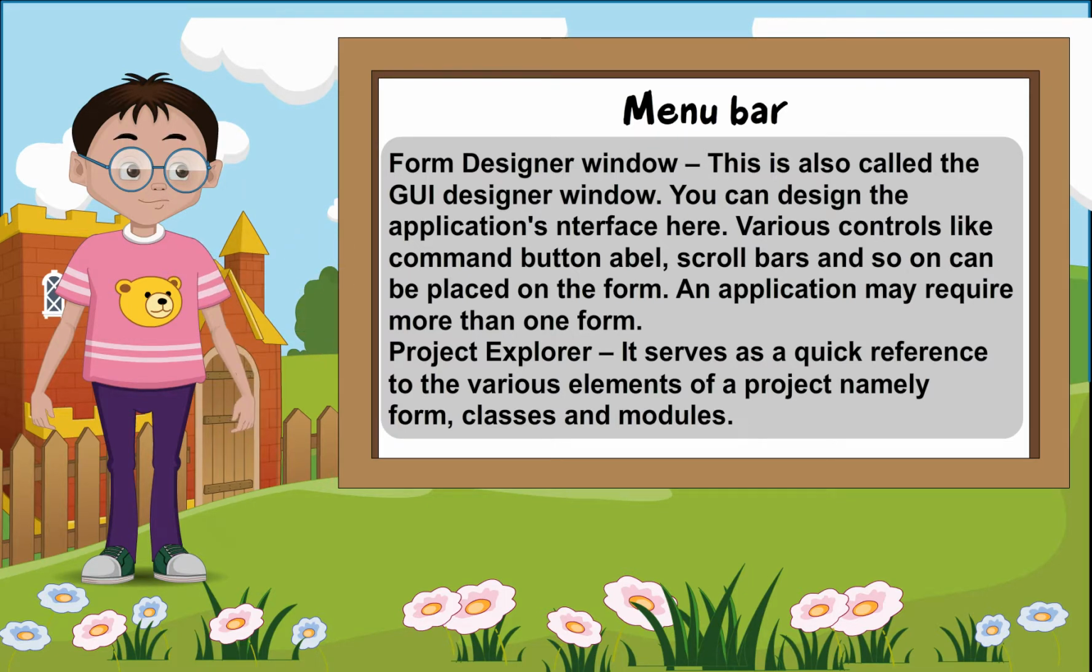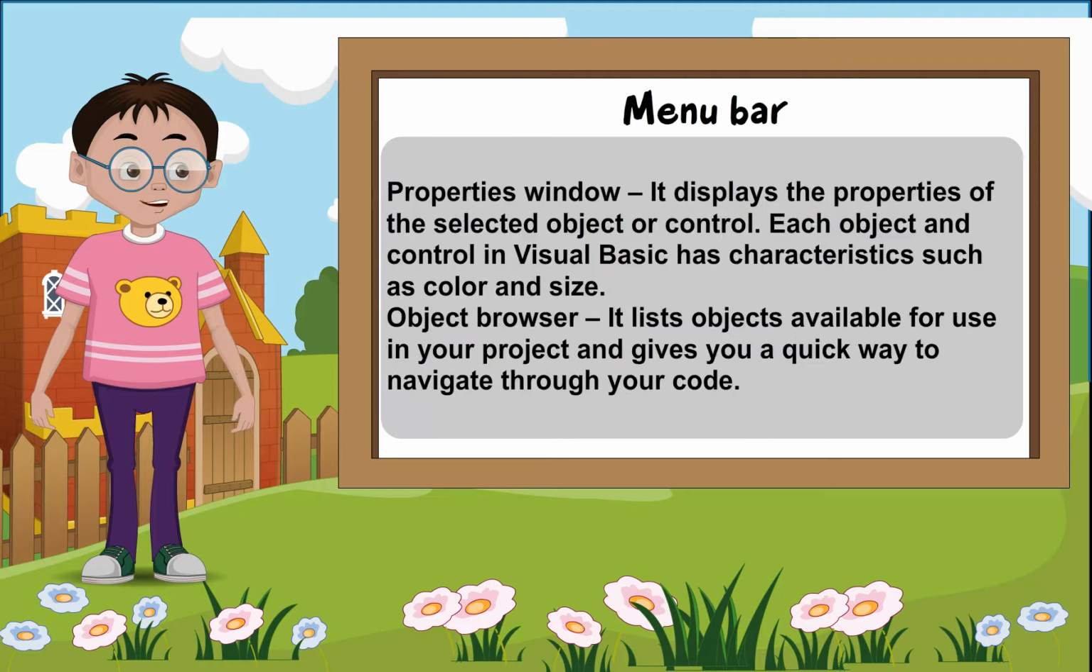Project Explorer. It serves as a quick reference to the various elements of a project, namely forms, classes, and modules. Properties window. It displays the properties of the selected object or control. Each object and control in Visual Basic has characteristics such as color and size.